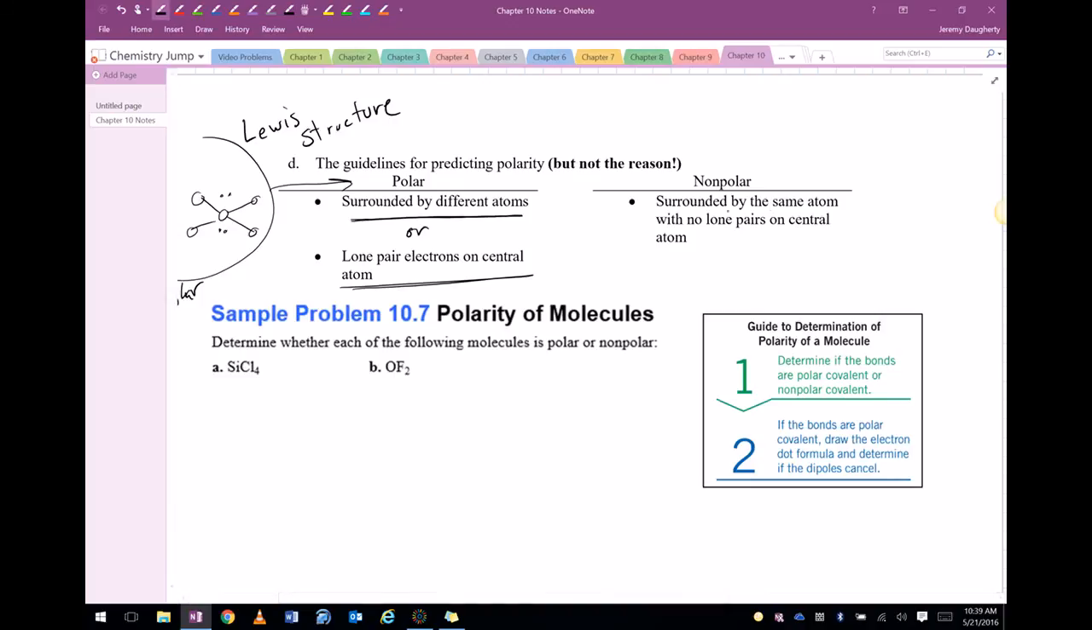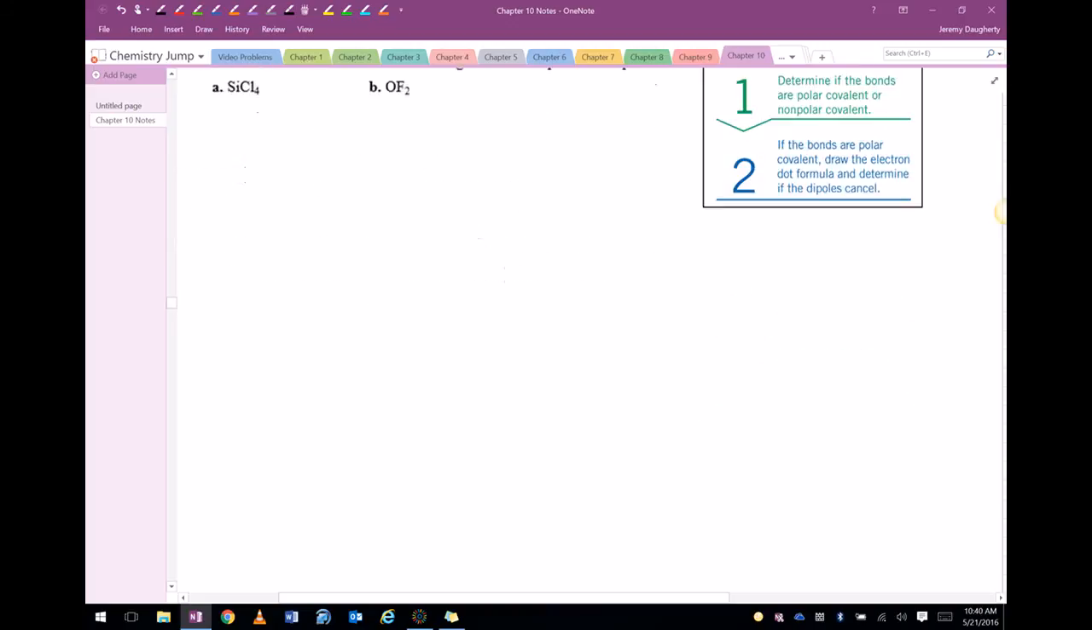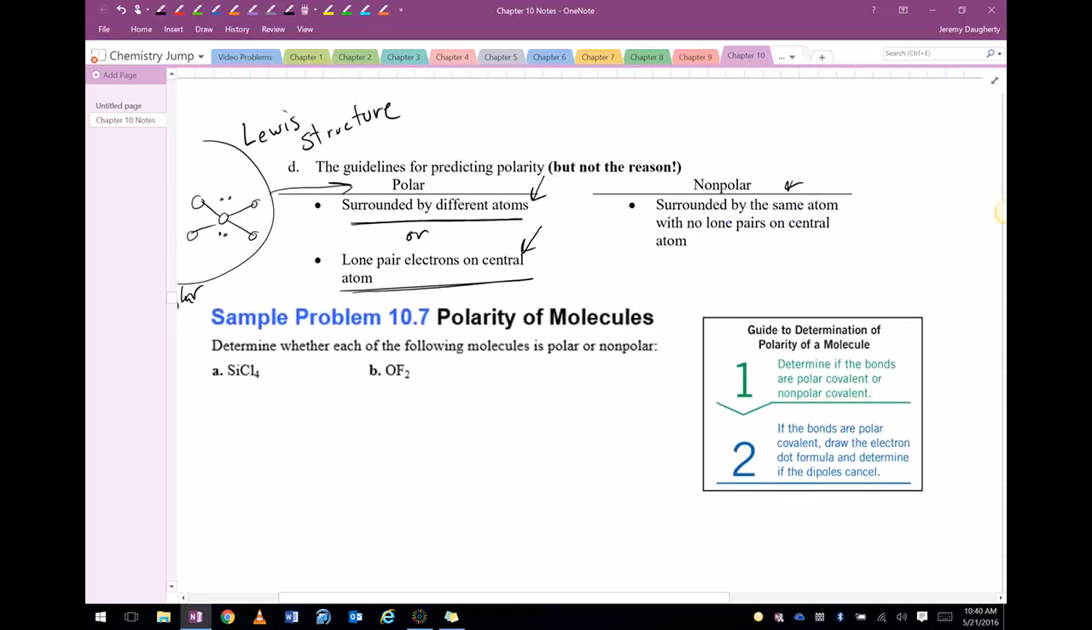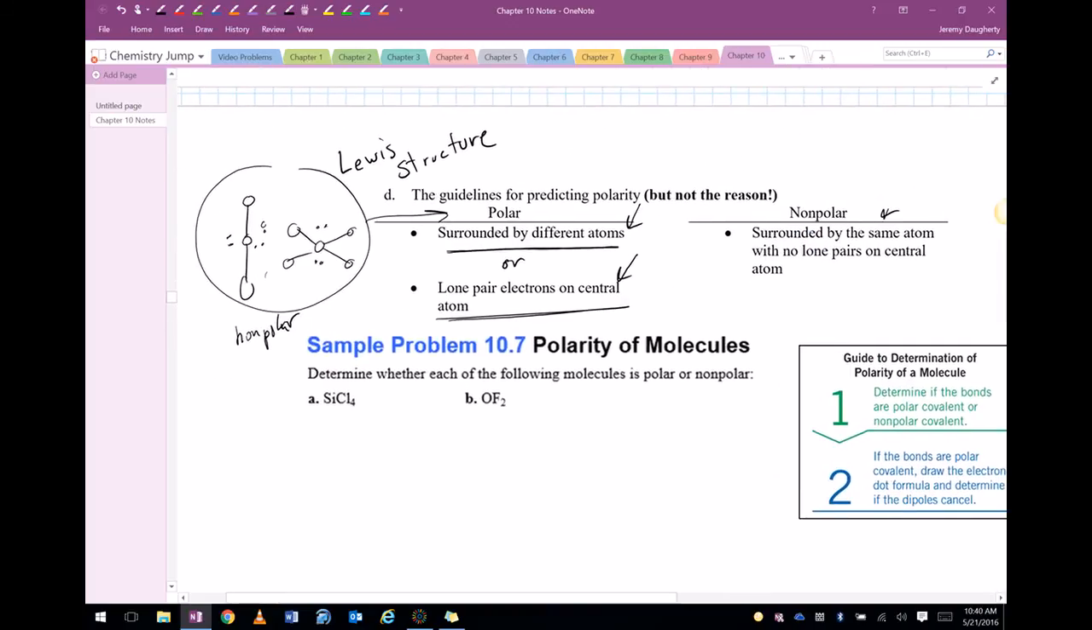Now, nonpolar, it has to be surrounded by the same atom with no lone pairs on the central atom. Boom, that's it. So if you look at the Lewis structure, and it has lone pairs on the central atom, it's polar. If it's surrounded by different atoms, it's polar. If neither of those is true, it's going to be nonpolar. Being able to predict quickly whether it's polar or nonpolar by looking at the Lewis structure, very important.